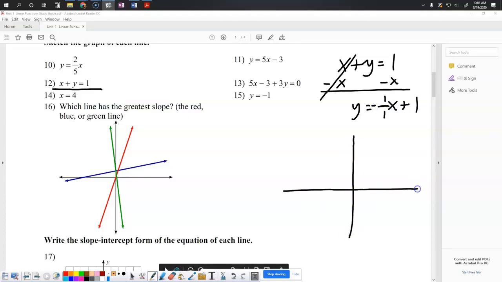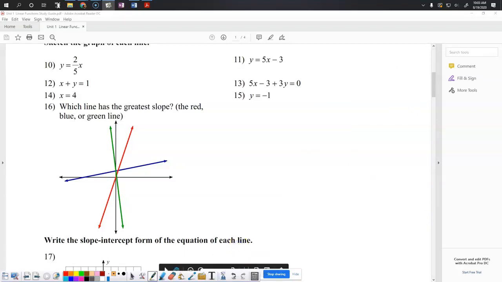So they're all 1. So I'm going to start at 1 on the y-axis. Now this time, since my slope is negative, what that means is for my rise, I'm actually going to go down. But we still go to the right. So starting from my y-intercept of 1, I'm going to go down 1 over 1. And there's my graph. Let's take a look at number 13. Same thing as number 12.